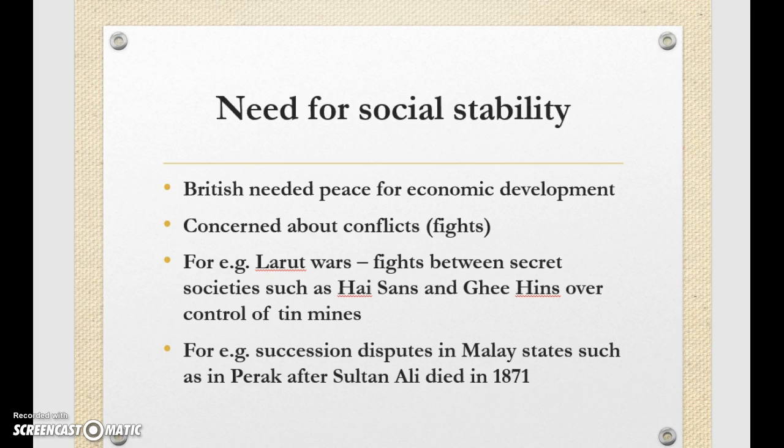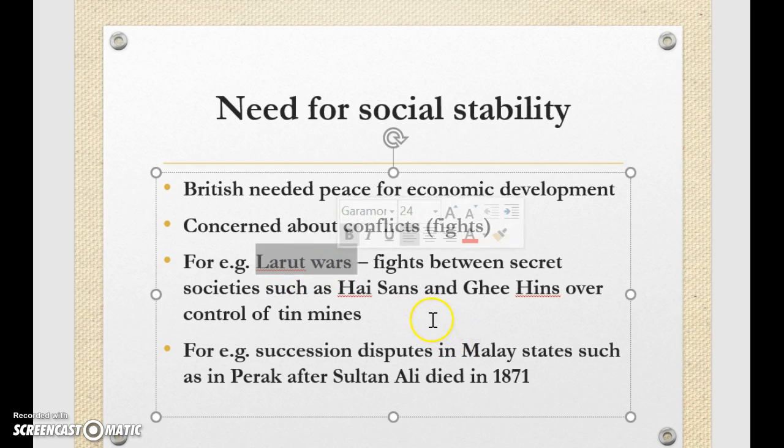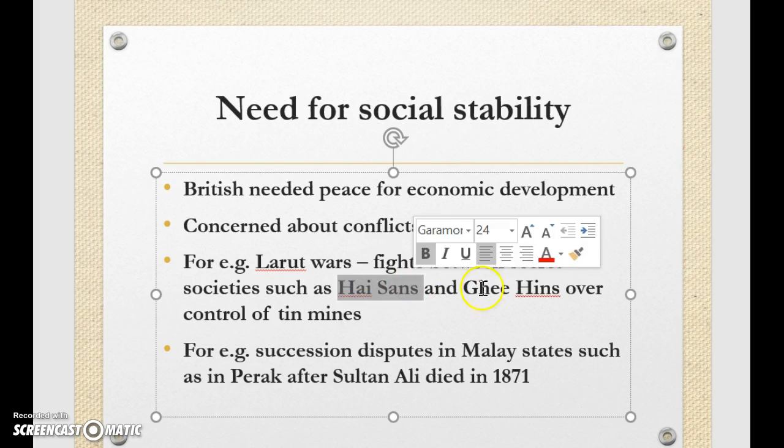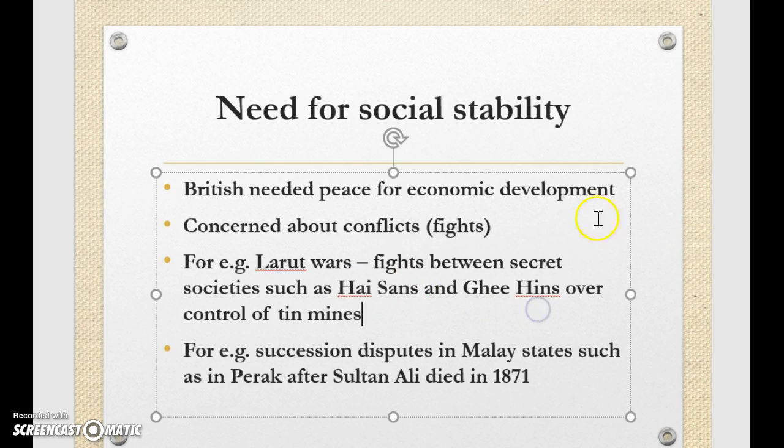I cannot sell anything. So they're concerned about conflicts, and one such conflict was the Larut Wars, happening in Perak. It was a fight between secret societies such as the Hai San and the Ghee Hin. These are two separate secret societies that had control over the tin mines. Because of these wars, there's no peace. If there's no peace, I cannot do business. If I cannot do business, there's no economic development for me.